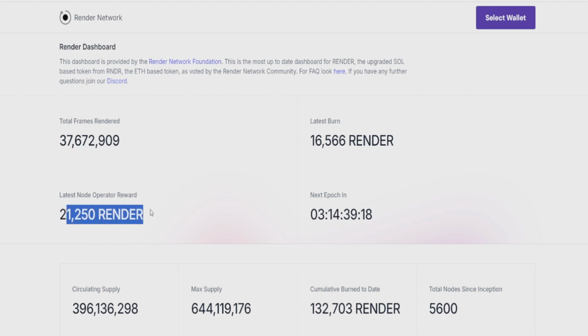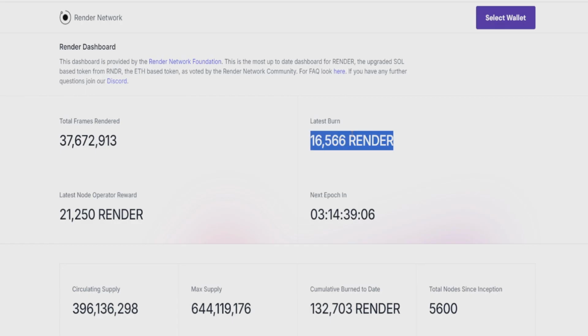So Render is getting closer and closer to becoming deflationary, because this amount is a fixed amount. Also, this amount will always go down, because in the first year you get a lot of rewards, second year it goes down, third lower and lower and lower. So deflationary is coming, and these are some very impressive numbers, and definitely keep your eyes on this, because as the CEO said, there's more applications coming.